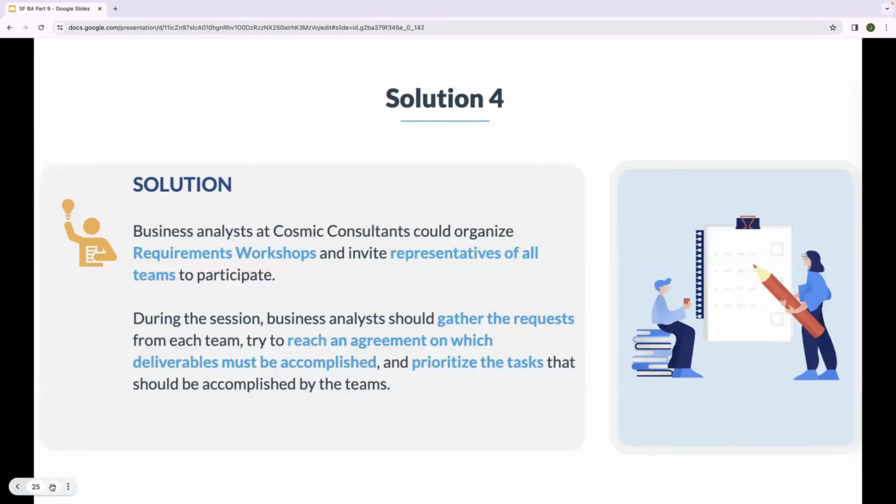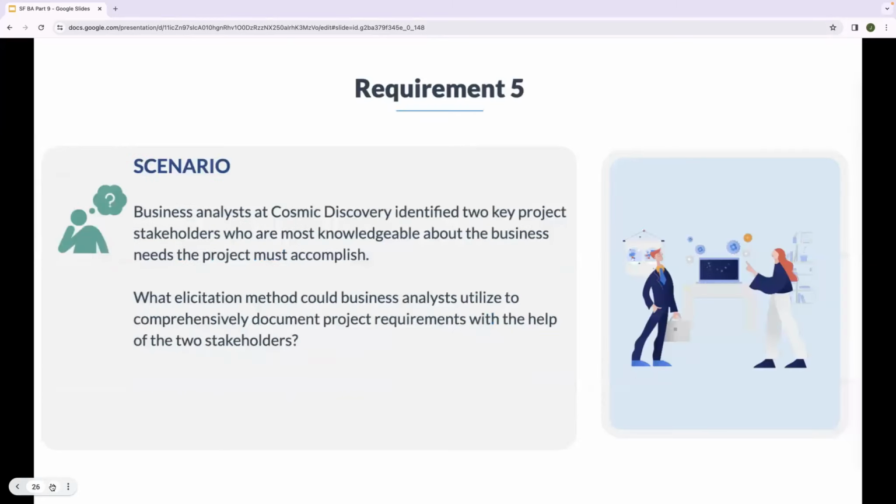The solution is business analysts at Cosmic Consultant could organize a requirements workshop and invite a representative of all teams to participate. During the session, business analysts would gather the requests from each team, try to reach an agreement on which deliverables must be accomplished and prioritize the tasks that should be accomplished by the teams.